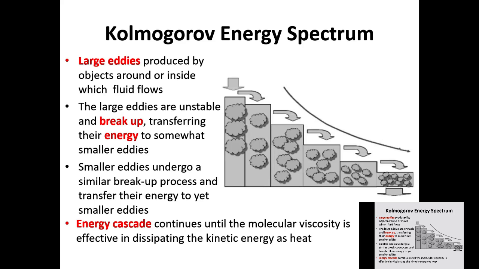So what happens is these eddies break up. The large eddies break up into smaller ones, and into smaller ones still, and at the end they fully break up and there won't be any eddies. At that time, heat is generated due to friction between the molecules. That's how, in turbulent flow, you will always see that heat is generated at the end.